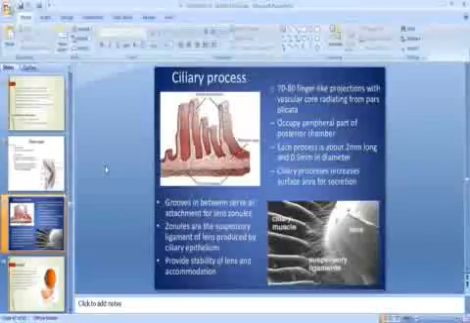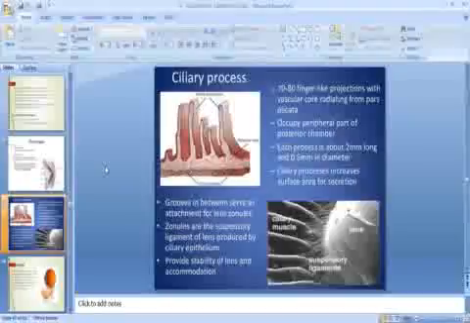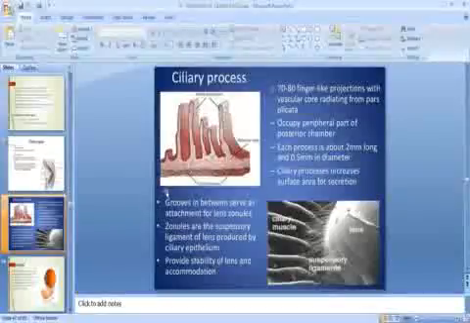The grooves in between serve as the attachment for the lens zonules. And zonules are the suspensory ligament of lens which are produced by the ciliary epithelium. They provide the stability of lens and help in accommodation also.